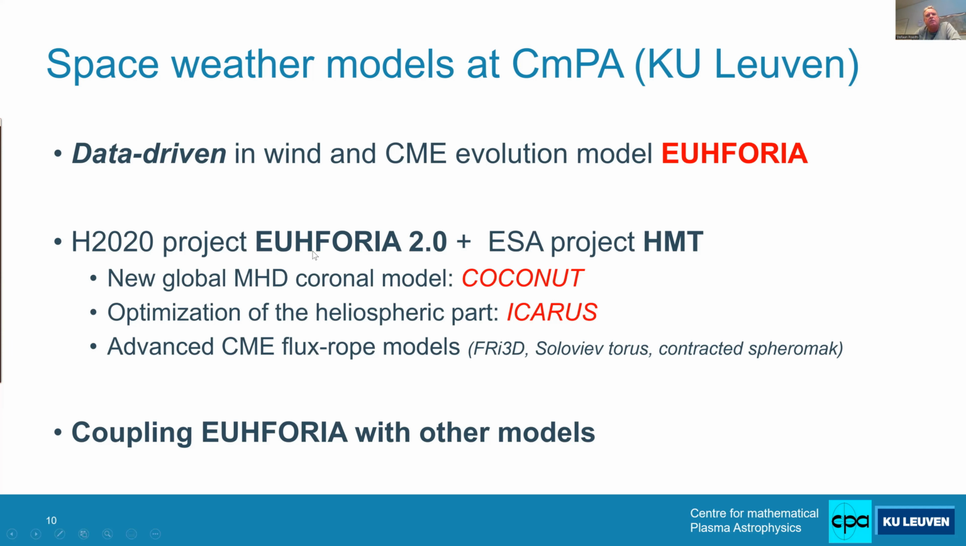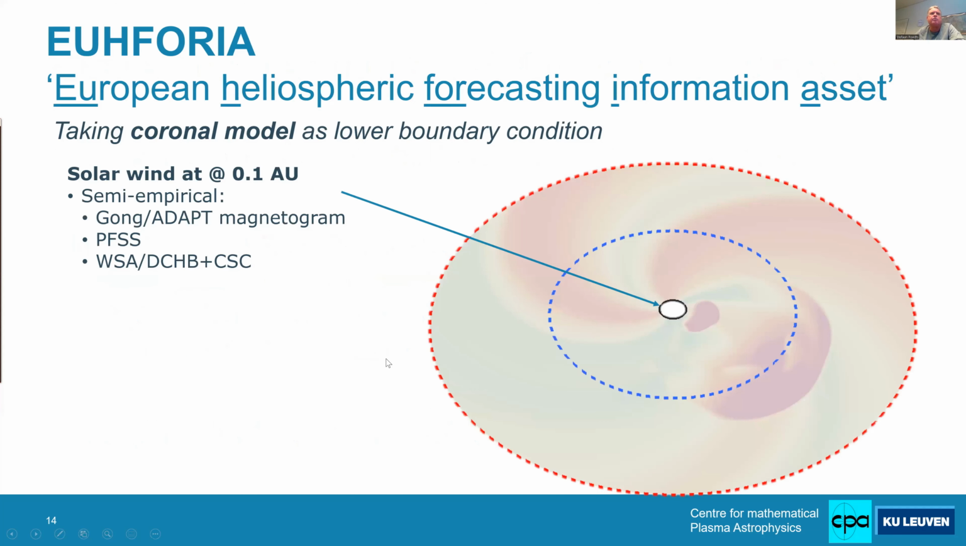We have developed a new coronal model, a global MHD coronal model called COCONUT. I will talk about it soon. And we also have optimized the heliospheric part, which we call ICARUS. I will come to that. And we also have advanced CME flux-rope models. And last but not least, very important is also the coupling of EUHFORIA with other models. I will come to that.